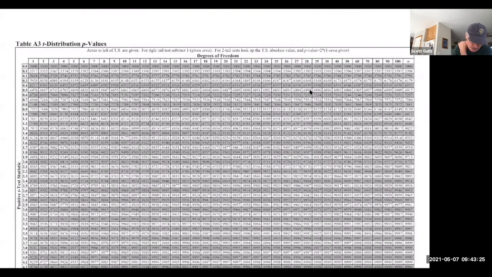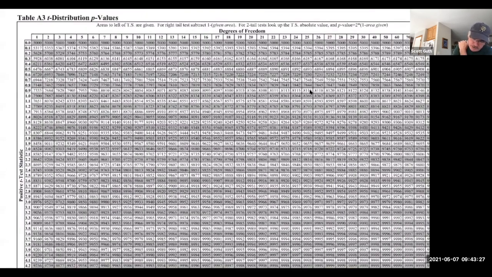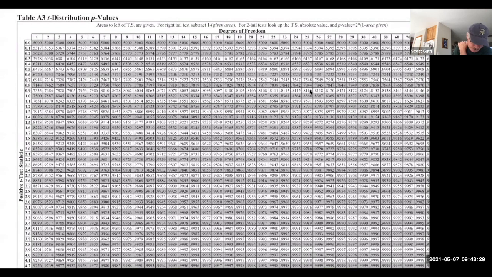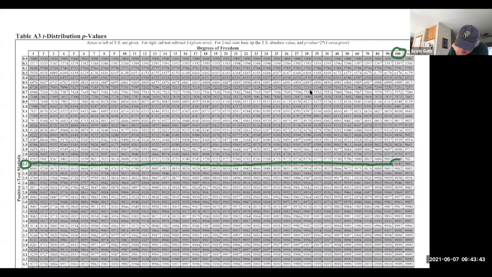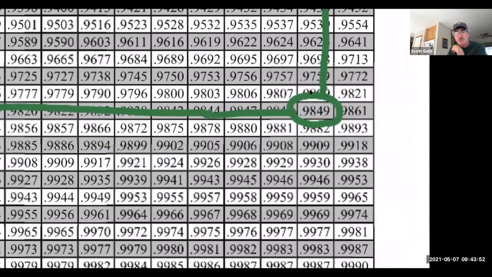So 2.2, I'll go ahead and circle these first. 2.2, and then we're going to go all the way out to 100 degrees of freedom here, which I think I don't have room for. Here we go, 100 degrees of freedom. Second to last. Okay, so there it is. I'm going to zoom in. It says 0.9849.